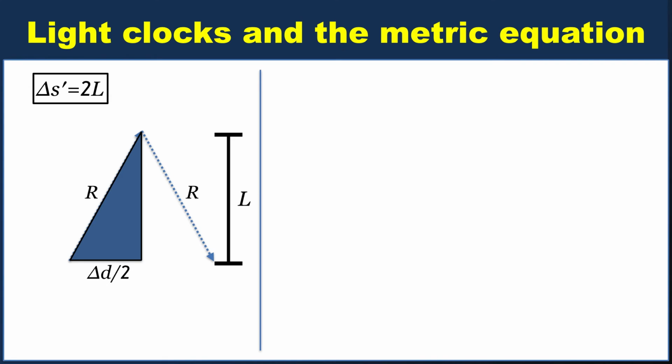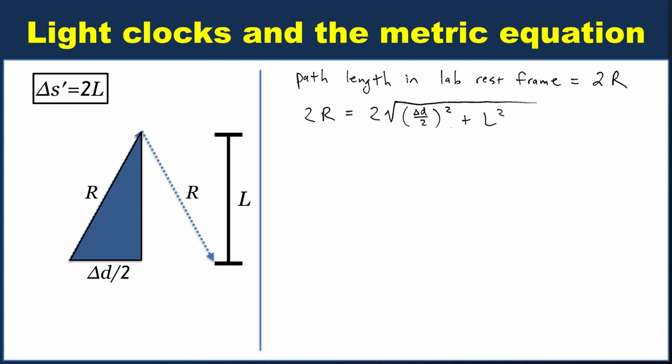So the path length itself has to be 2R. It goes along each of those hypotenuses. Okay, 2R is equal to 2 times the square root of delta D over 2 quantity squared plus L squared. Where did I get this? Well, that's just the Pythagorean theorem on that triangle that I just shaded in, right? That's the value of R.